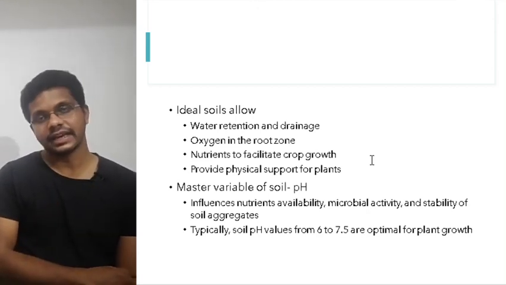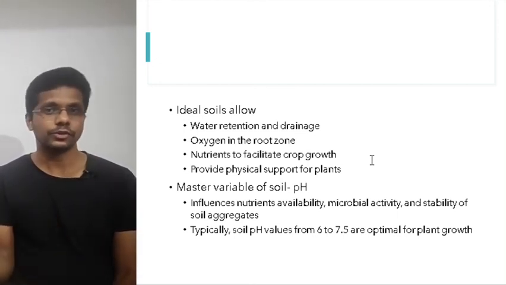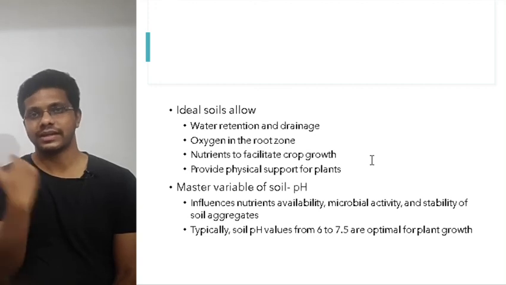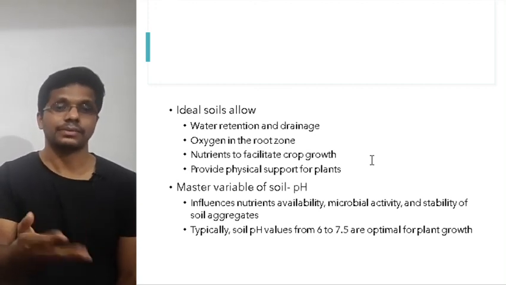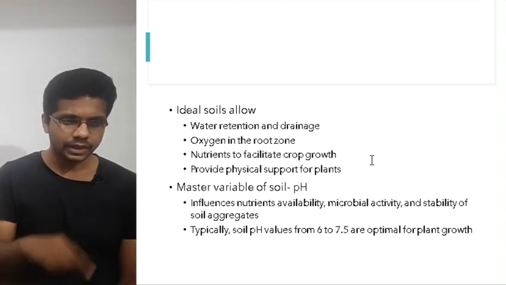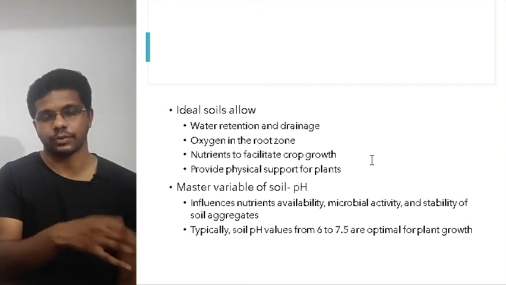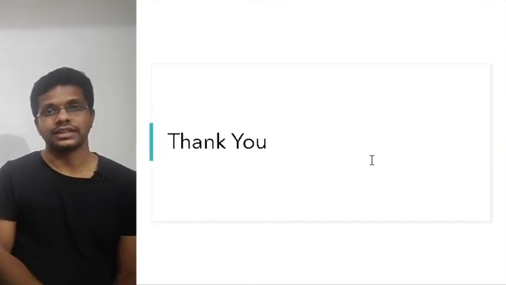Typically a soil of pH 6 to 7.5 is optimal for plant growth, but there are some plants which are able to grow in acidic pH soils, and some plants which are able to grow in basic pH. But most of them will come around 6 to 7.5. So that's all about the agricultural land.